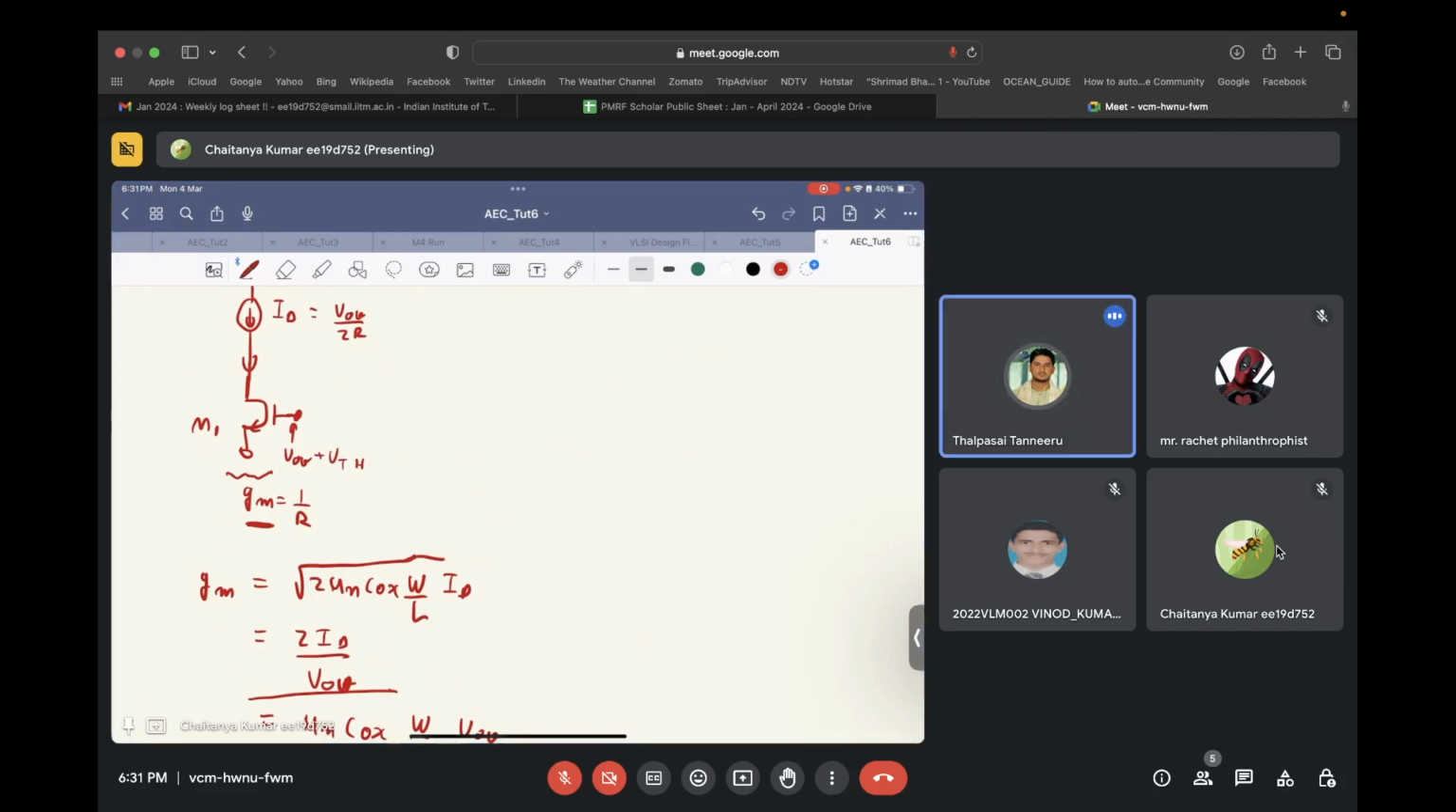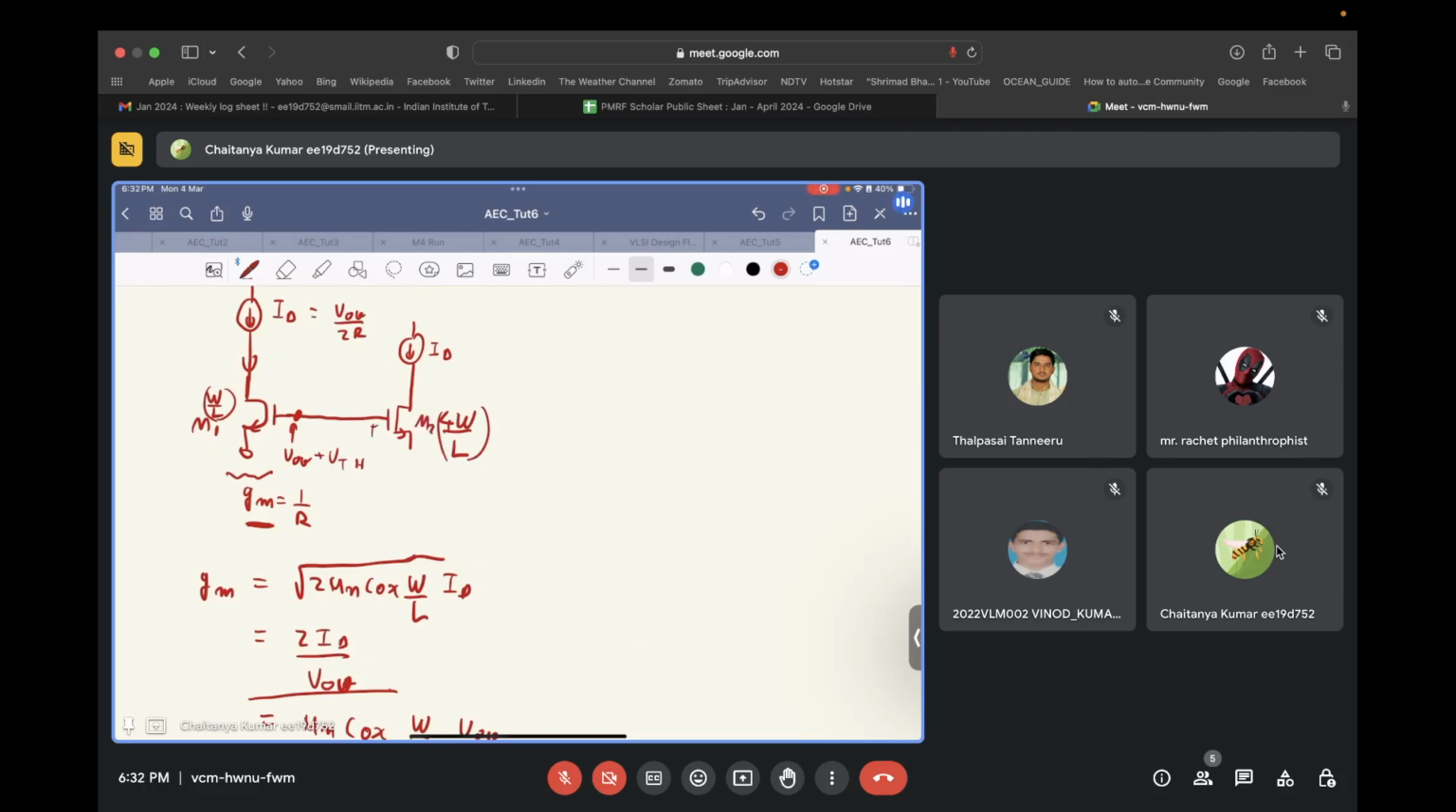You understand, right? Yes, sir. Now let's say I have another transistor over here, and I push the same ID into it. If the first has a width over length of W by L, this transistor has 4 times W by L. Let's call this transistor M2. If it has 4 times W by L of transistor M1, what is VGS2?